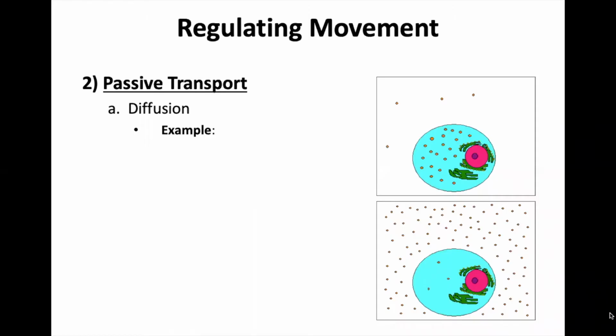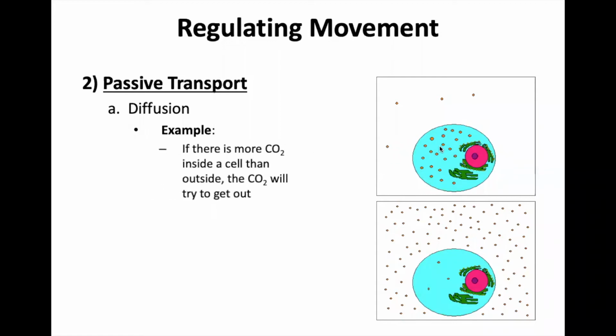So here's our example. We have a bunch of particles inside the cell. Let's say that is carbon dioxide, CO2. We want to get rid of that, right? There's a high concentration inside, a low concentration outside. It means there's a lot inside and only a little bit outside. Nature doesn't like that. Nature wants balance. So they are going to diffuse out of the cell.